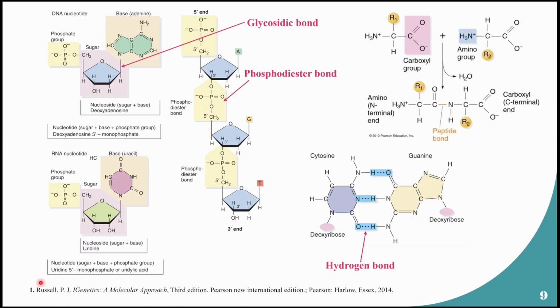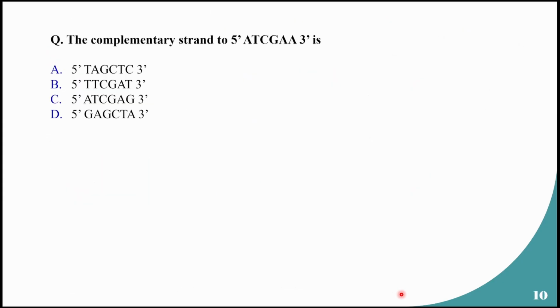Yeah, so these books that I am referring to here, as I said in the references, I will try to include those in the particular folders, so you can get access to those books as well. Okay. So can anybody tell what is the complementary strand of 5' to 3' ATCGA? Yeah, put it in the chat, please.